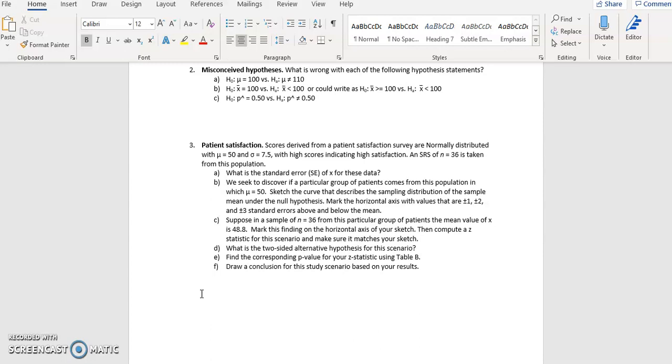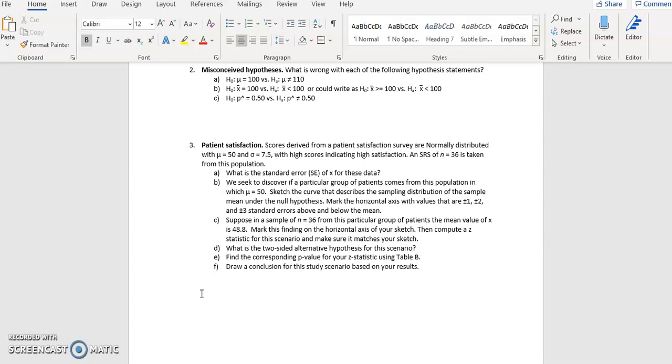And part F, make sure you tell me if you're rejecting the null hypothesis or failing to reject it, and why. Remember, that includes something like saying, the p-value is less than our alpha of 0.05, so I'm going to reject the null hypothesis. Or the p-value is greater than 0.05, so I'm going to fail to reject the null hypothesis. And make sure you have one final conclusion that a non-statistical person could understand.